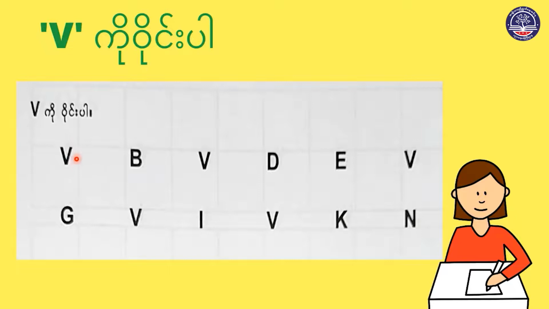Is this letter V? Do they look alike? Yes, this is letter V. So we will have to circle it, okay? Now circle it in your test book like this. Have you circled it? Good job. Now let's move on to the second letter.